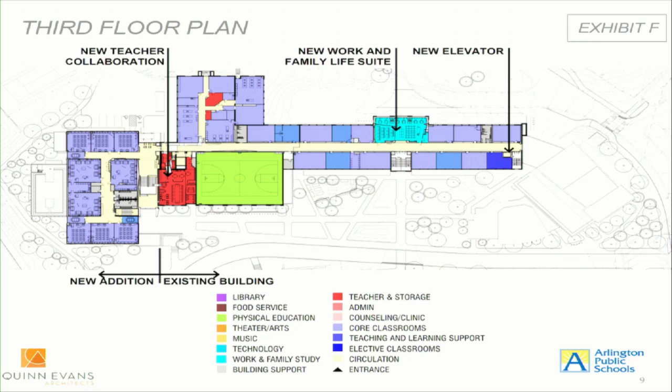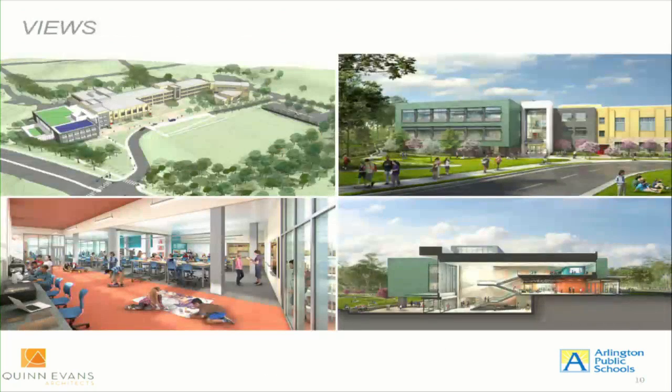Renovations to help teacher collaboration areas. And then sort of in the middle of the building where you may have been in the existing library, we're converting that to the work and family life suite. A couple of three-dimensional perspective views beginning in the upper left-hand corner. You sort of see the site as it's arranged. And then moving to the upper right-hand corner, you see some of the articulation of the facade.